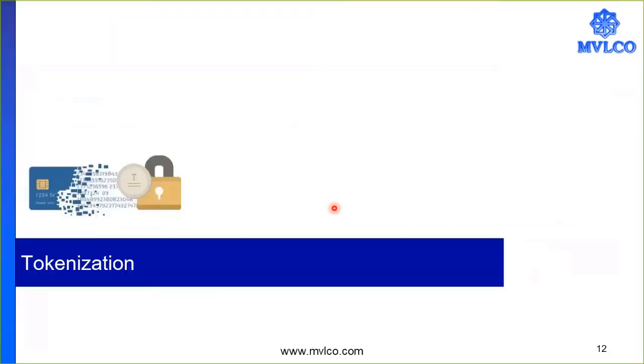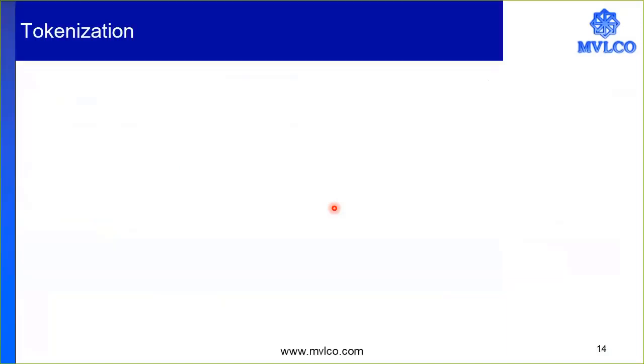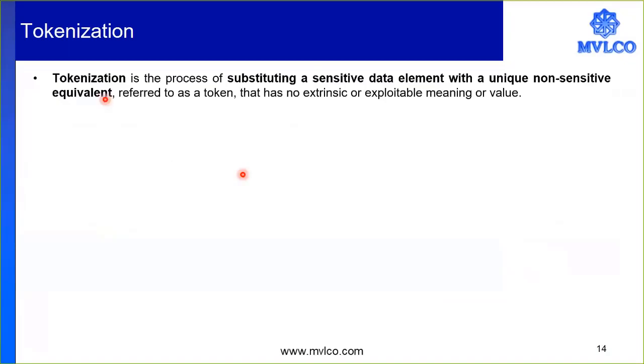So with all this background, let us start the discussion on tokenization. What do we really mean when we say tokenization? It is the process of substituting a sensitive data element with a unique non-sensitive equivalent, referred to as a token. As I said, we have this primary account number, PAN, and expiry date, which are quite sensitive data elements. Then let me substitute them with some non-sensitive data, and I am going to refer to that as a token.